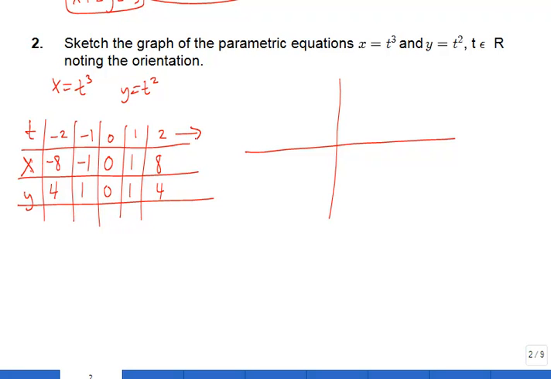Now remember, this could continue on this way and this way through more negatives and more positives because t is all real numbers. So I'm not really just starting at this point and stopping at this point, but it will give me an idea of what the shape is going to look like. So when t is -2, I'm at -8 for x and +4 for y. And then when t is -1, I'm at -1, 1. When t is 0, I'm at 0, 0. When t is +1, I'm at 1, 1. And when t is 2, I'm at 8, 4.